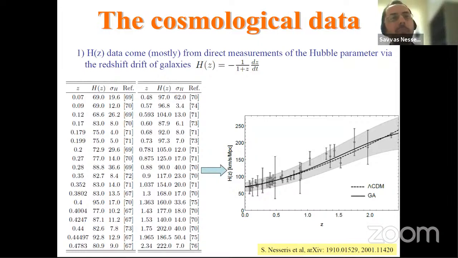So we have more details in the paper, and you can also go to the respective references that we have here. And you can see, for example, from the points from Moresco et al., exactly how they derive the data and so on.